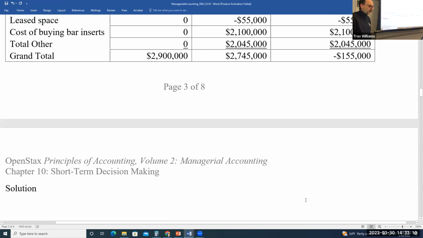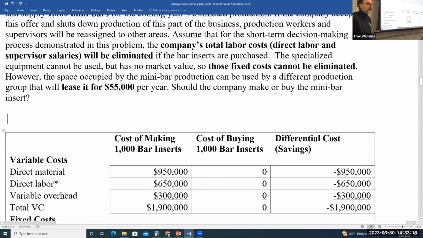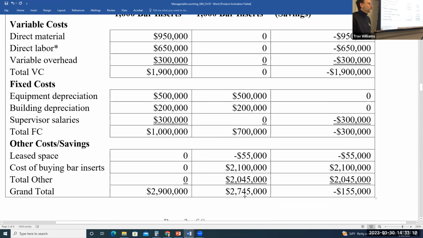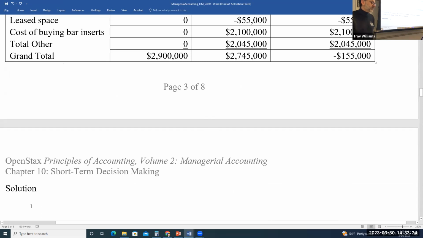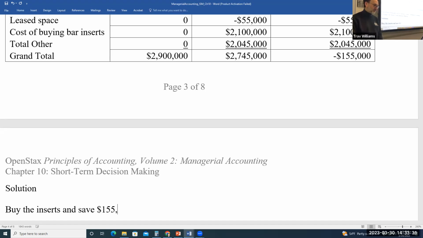So should the company make or buy the mini bar inserts? What do you think? Okay. Based on our quantitative analysis, we should buy the inserts and save $155,000. Now, again, there could be some qualitative factors, but they didn't ask us to think about that. So just based on the financial analysis, yes, we're better off buying.